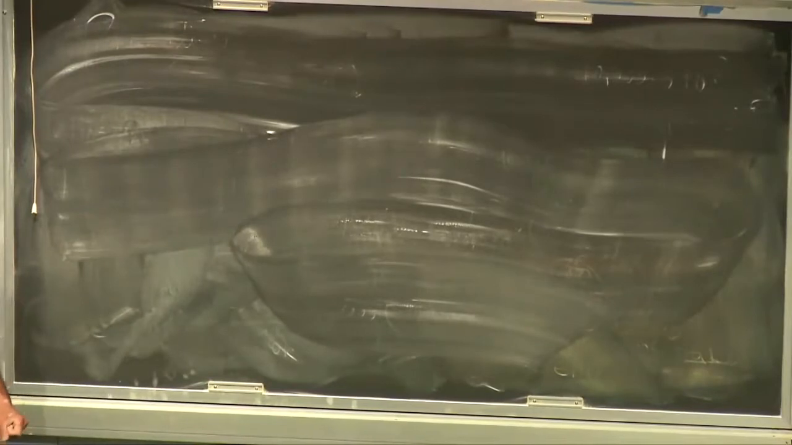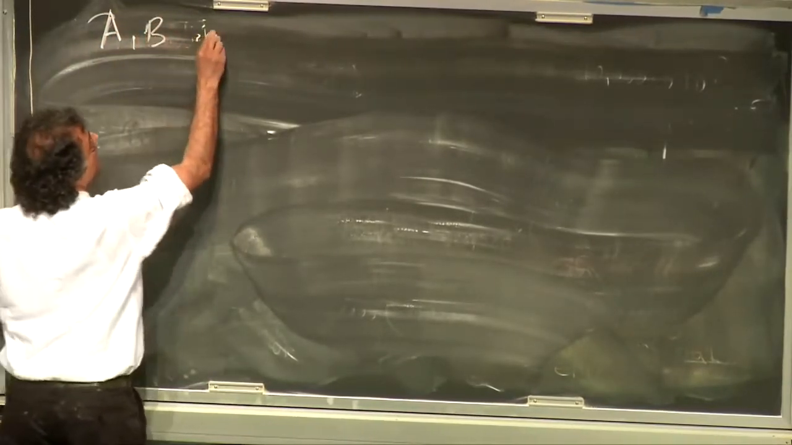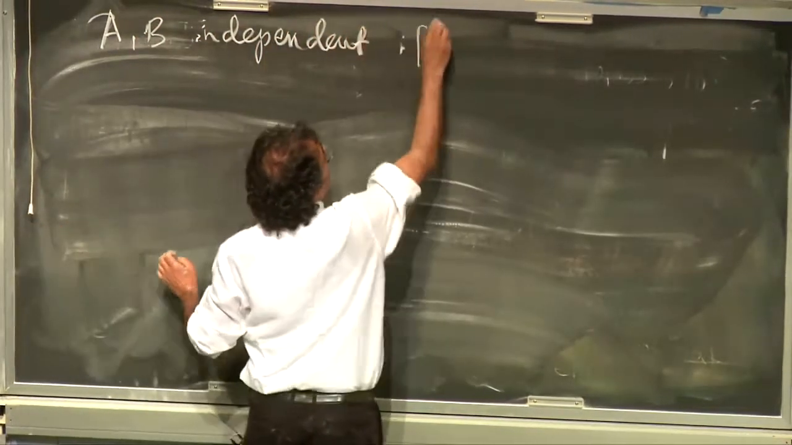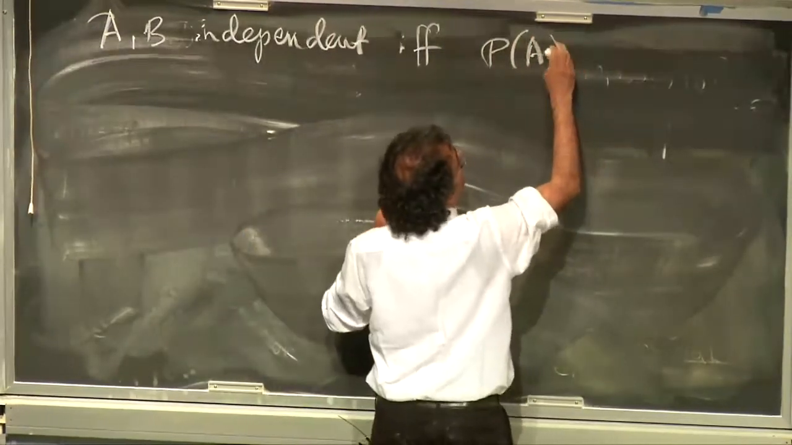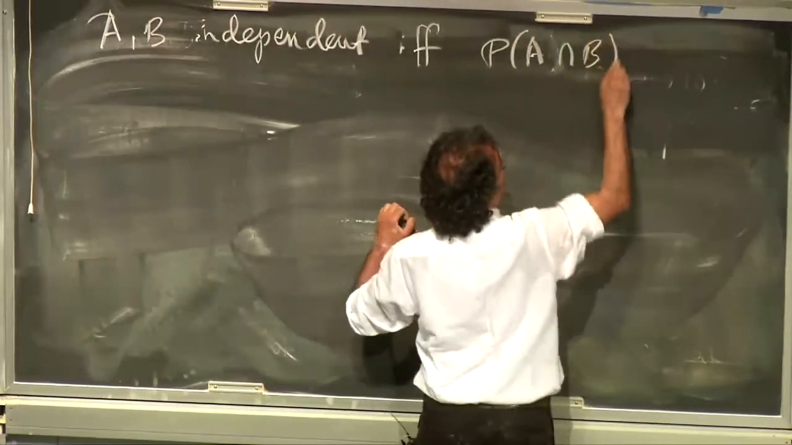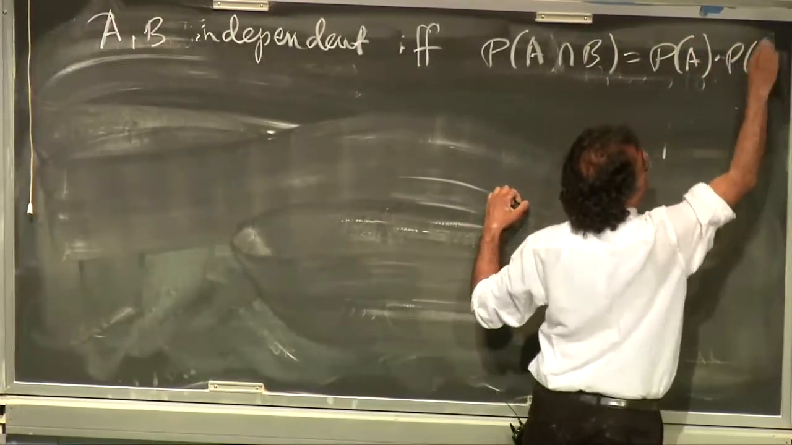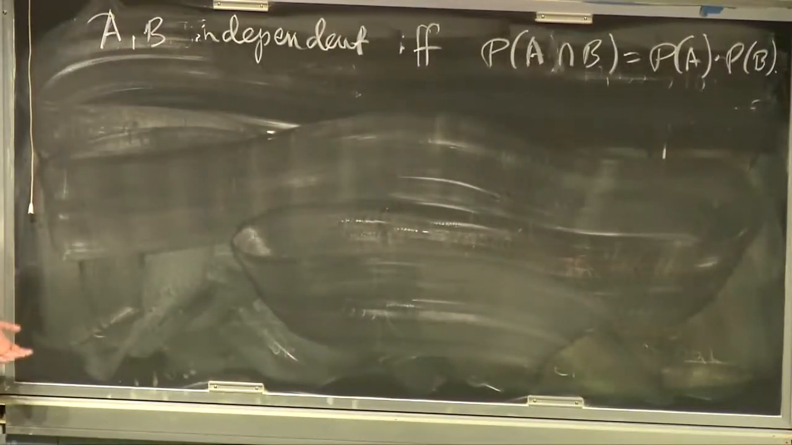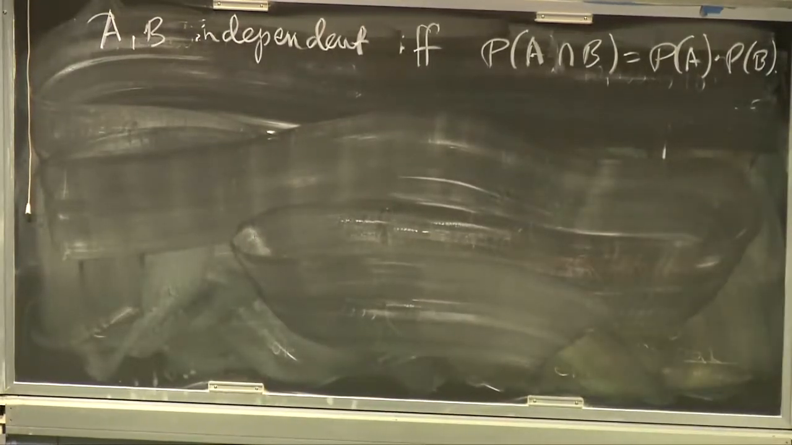We say that two events A and B are independent if and only if probability of A intersect B equal to probability of A times probability of B. Okay? So the canonical example of this is coin flips. So let's do it.